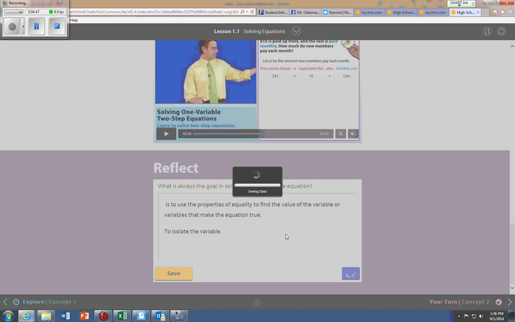Okay, it's taking a little while to save. I probably shouldn't have clicked on saving data, but that's okay. Give it a second longer here.